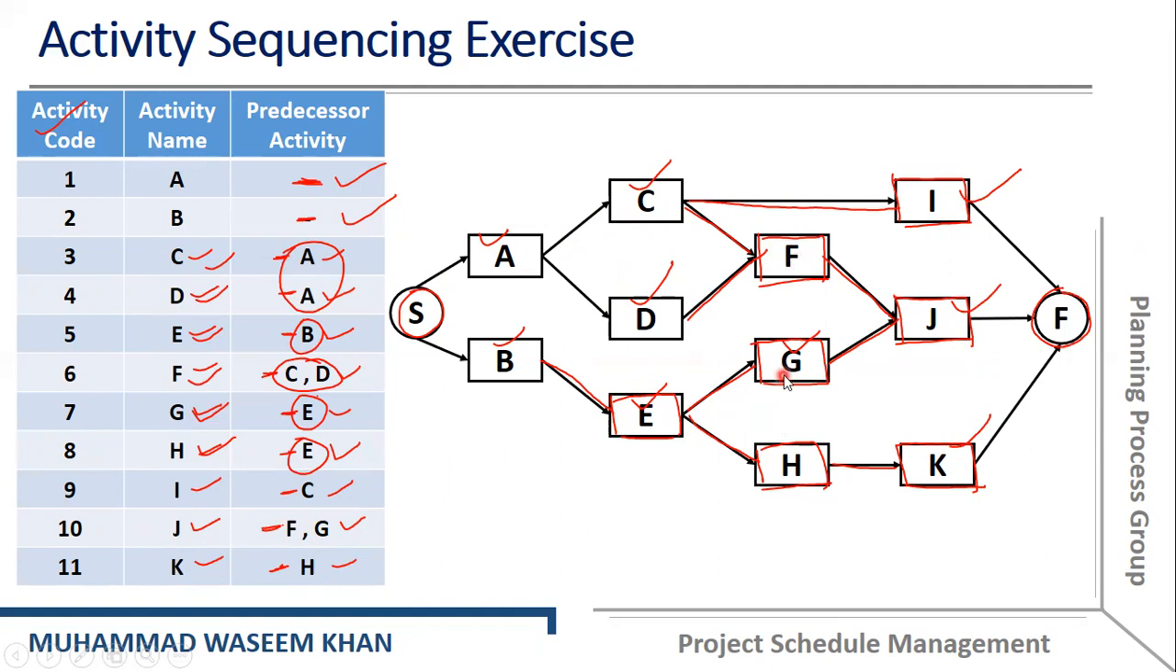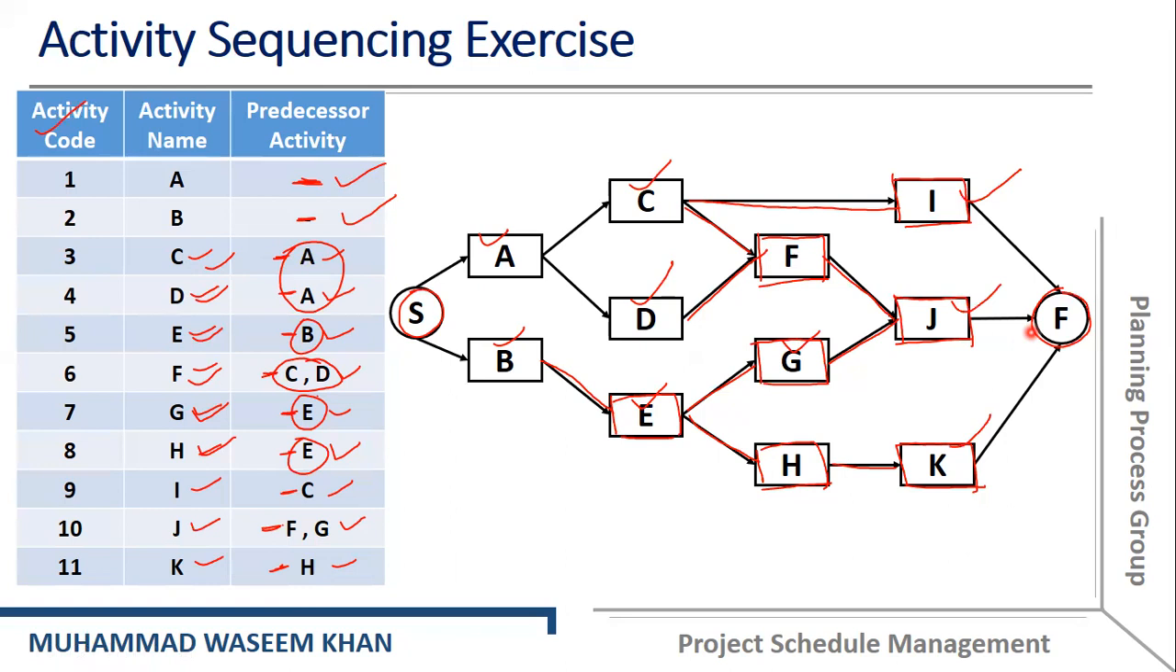After completion of E, we can start activity G and H. After the completion of F and G, we can start activity J. And similarly, after completion of C, we can start activity I. And after completion of H, we can start activity K. And when all of these three complete, our project will finish, or project will come to an end. So this is actually activity sequencing.